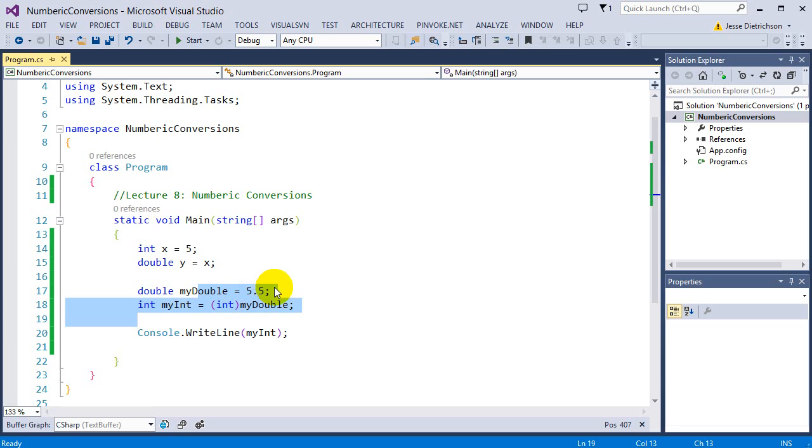So that's it for this lecture. I just wanted to briefly show you how we can convert numbers using casting.